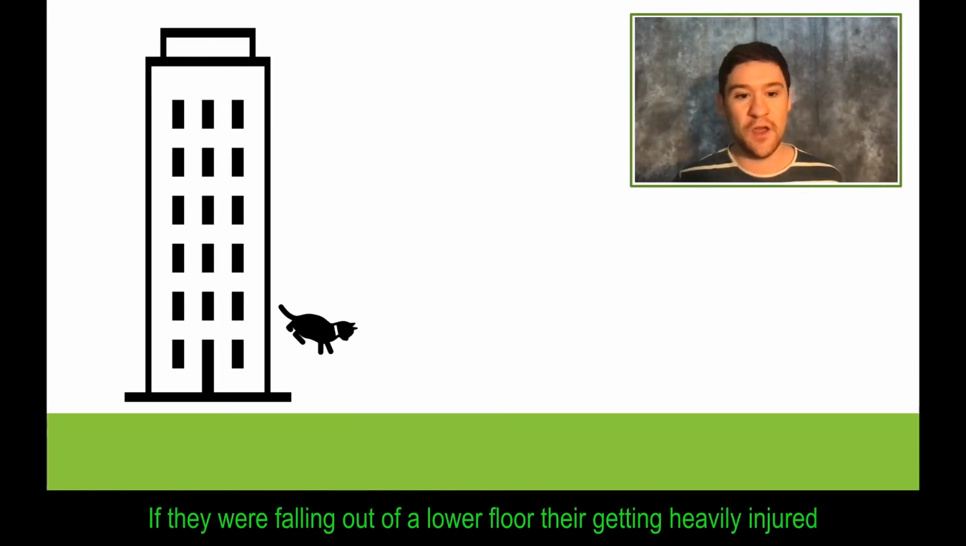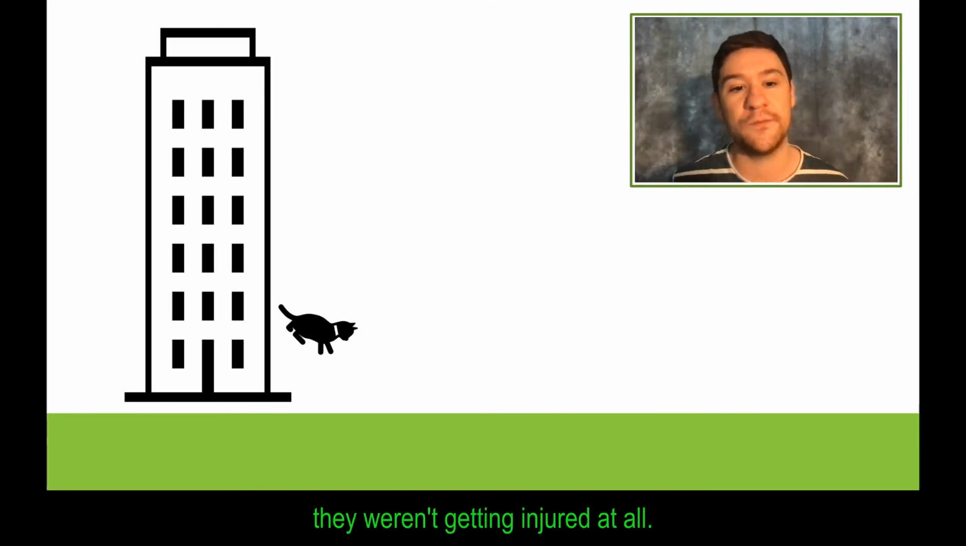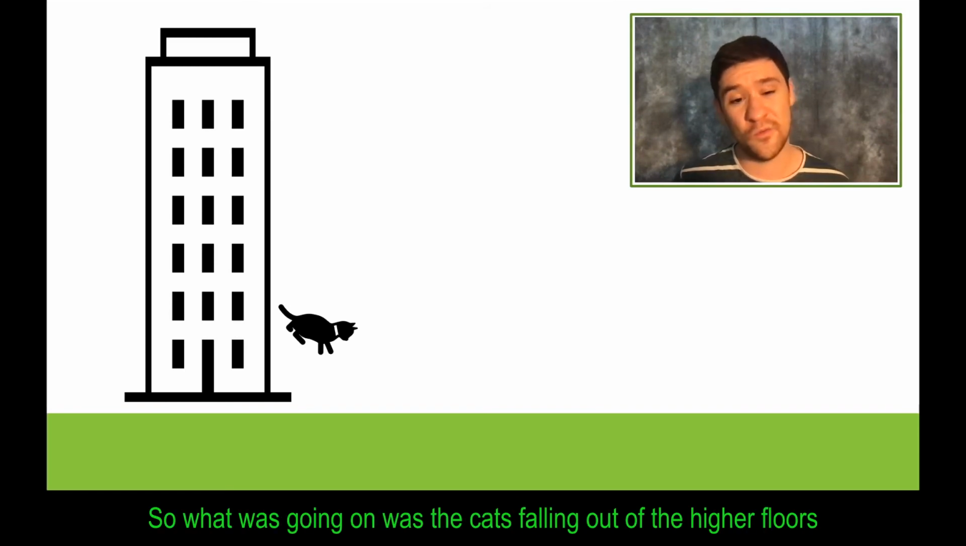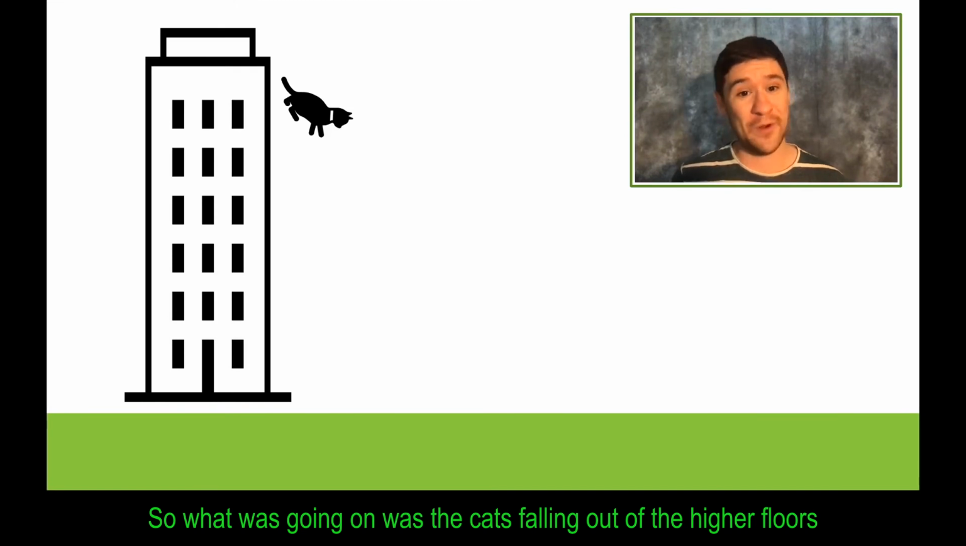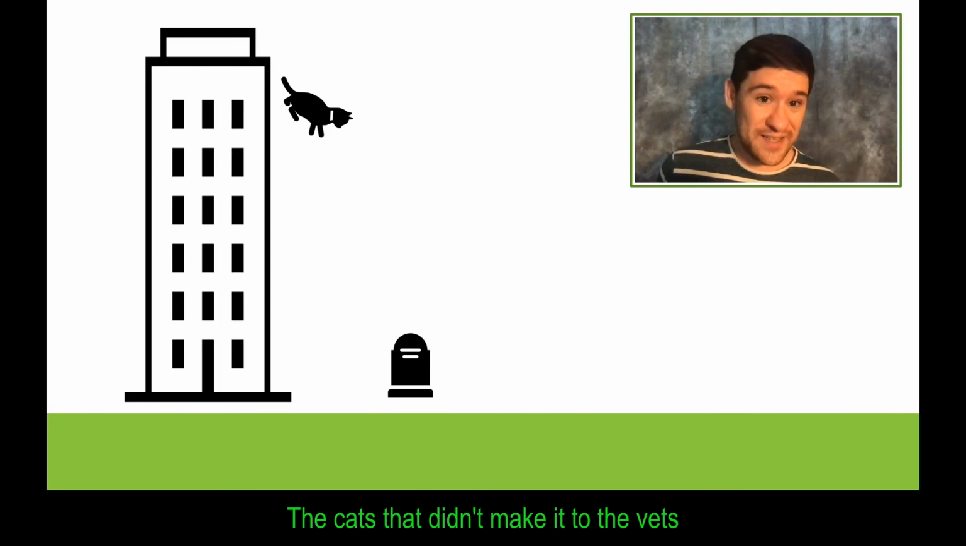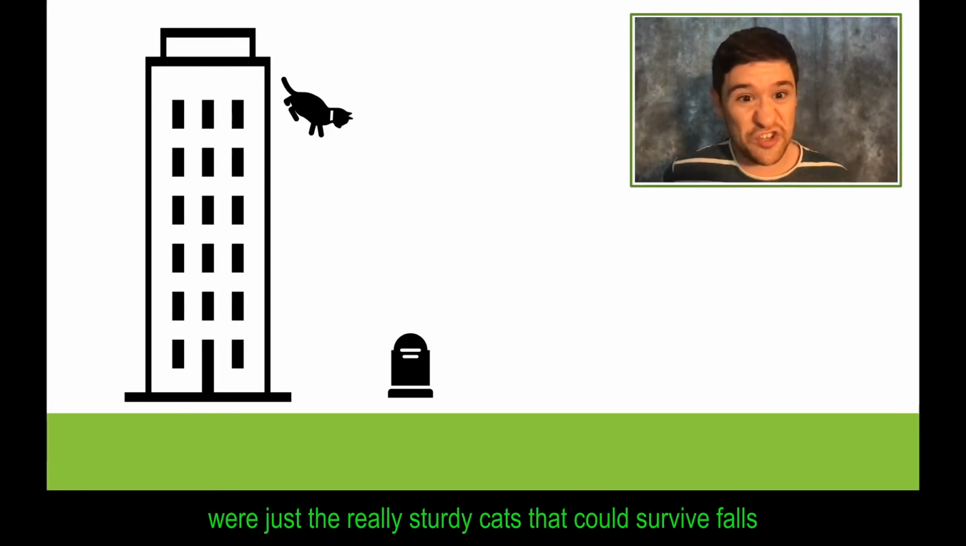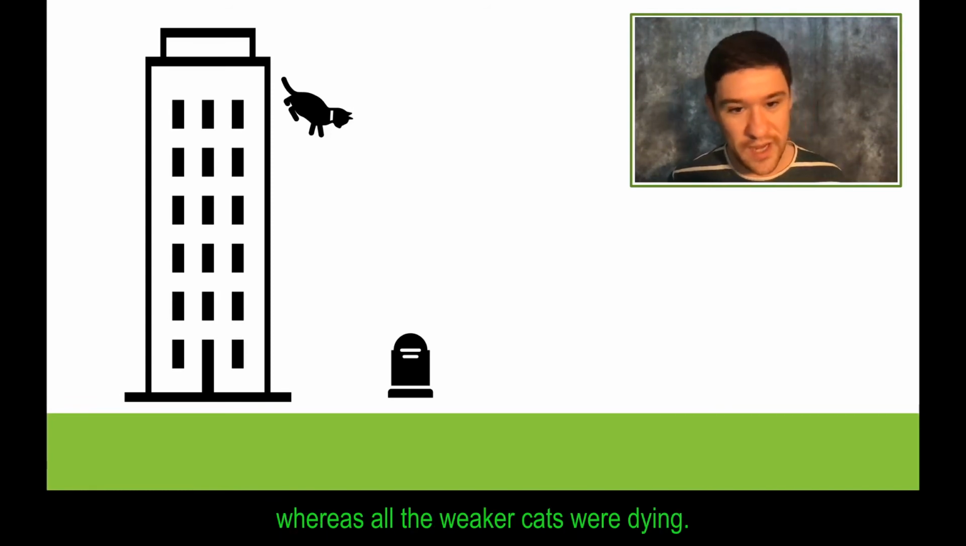If they were falling out of a lower floor, they were getting heavily injured, and if they were falling out of a higher floor, they weren't getting injured at all. So what was going on was the cats falling out of the higher floors were dying, so they didn't make it to the vets. The cats that did make it to the vets that were falling out of higher floors were just the really sturdy cats that could survive falls, whereas all the weaker cats were dying.